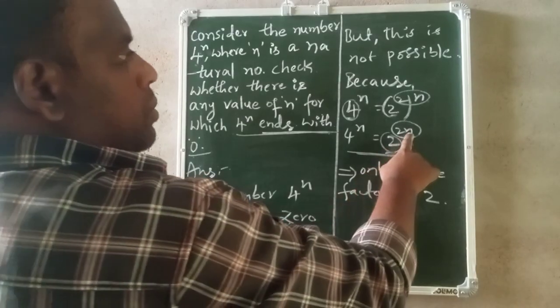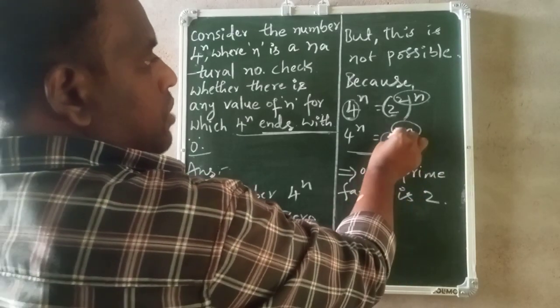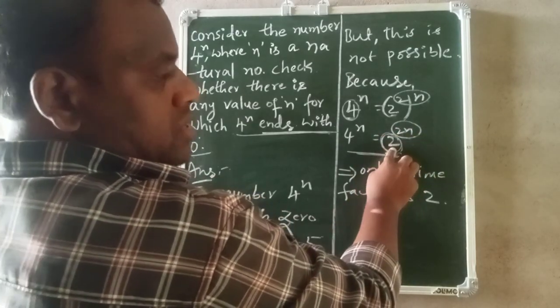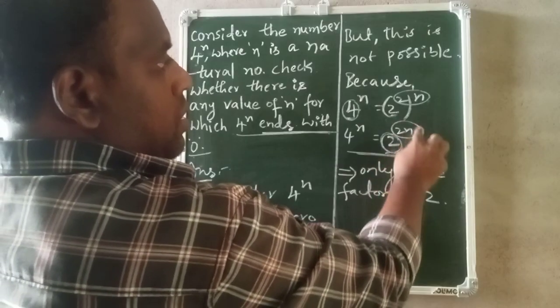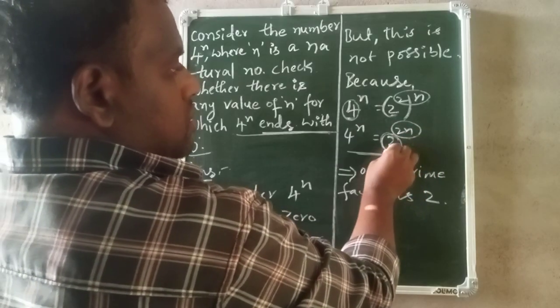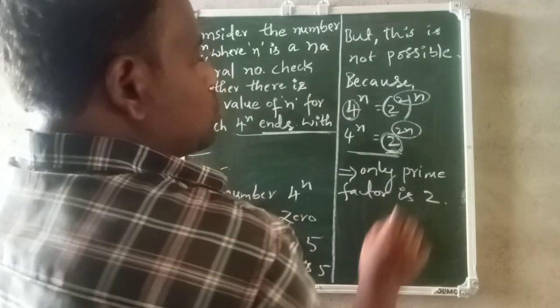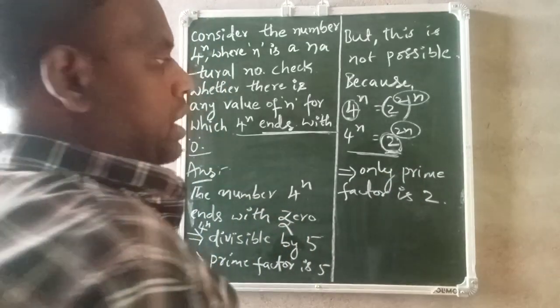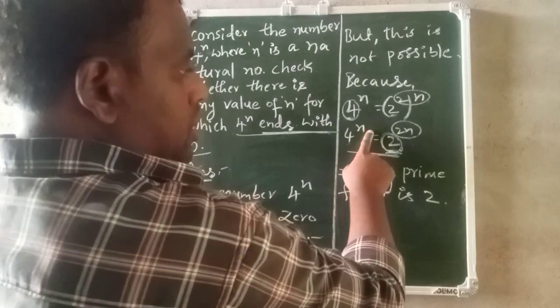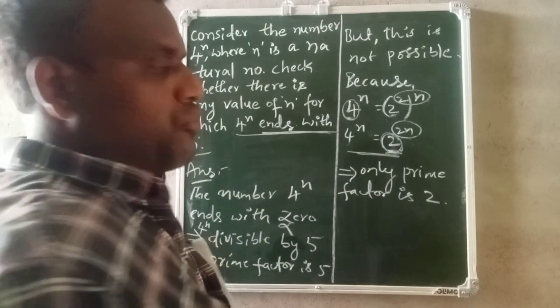Because in 2 to the power of 2n, for prime factors we consider the base, and this is the power. So this 2 indicates that the only prime factor is 2. That means when you prime factorize this 4 to the power of n, the only prime factor is 2.